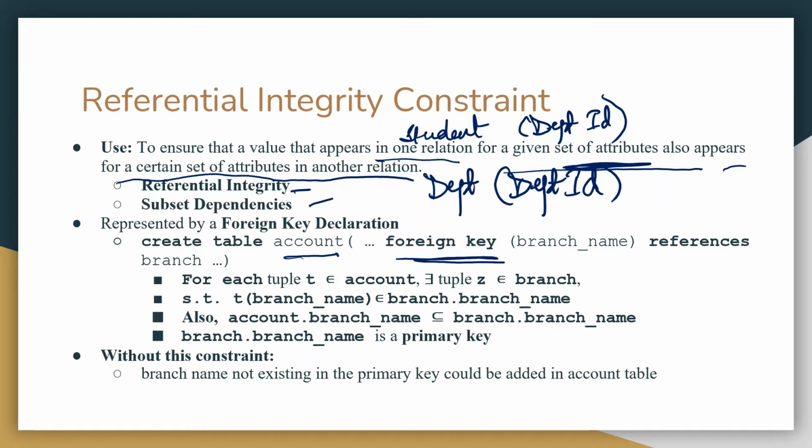I write it as foreign key, and in the brackets I write the attribute name, which is branch name, references branch relation. Okay, now what does this mean? This means that the branch relation also has an attribute. Okay, let's make it simple. We'll say that the branch name is its primary key, which is equal to, or which is a superset of, the branch name which exists in this table.